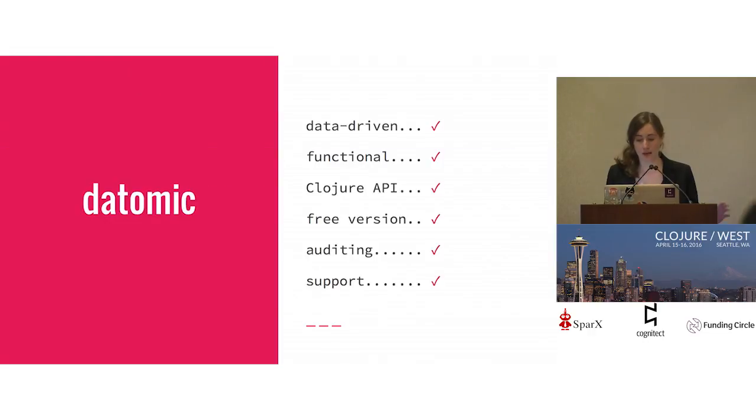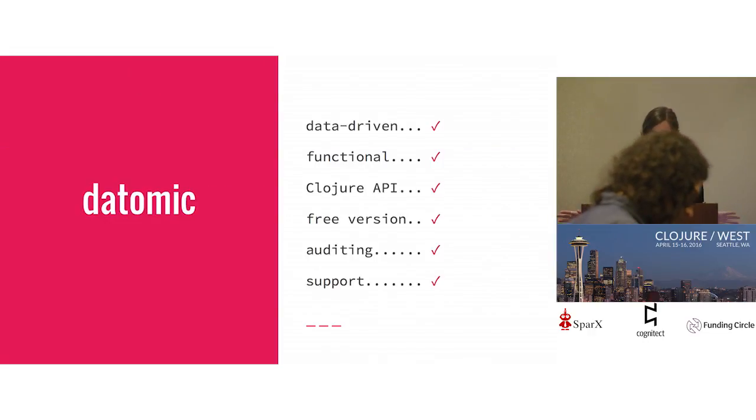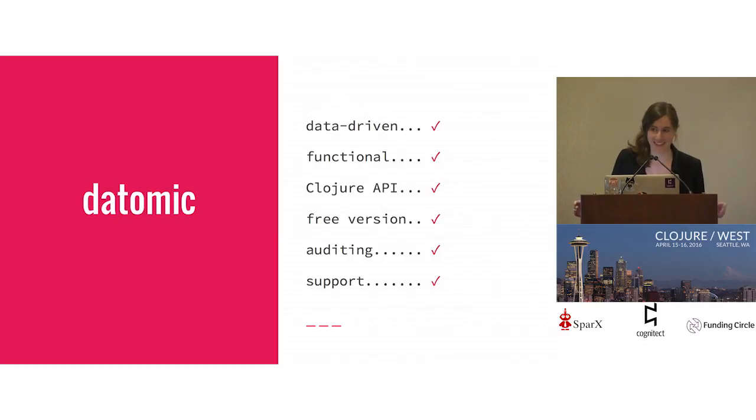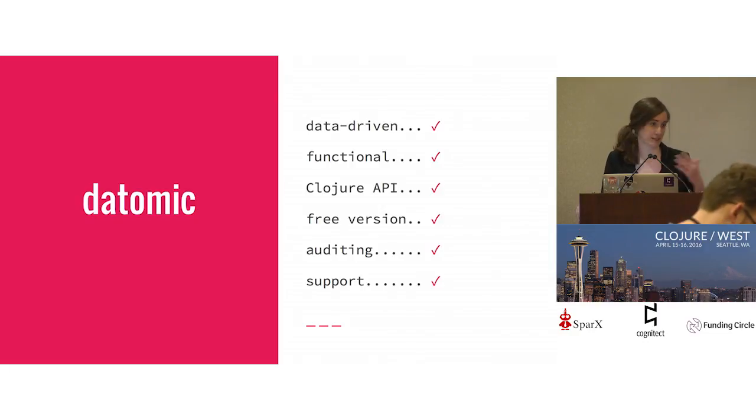Datomic has a lot of really, really good properties that they liked. It's data-driven. It's functional. It has a Clojure API. It has a free version, up to a point. You can audit the history of your database because nothing is overwritten, only added to. And it also has support. There's a Datomic community, and Cognitect itself provides Datomic support. So a lot of good features.